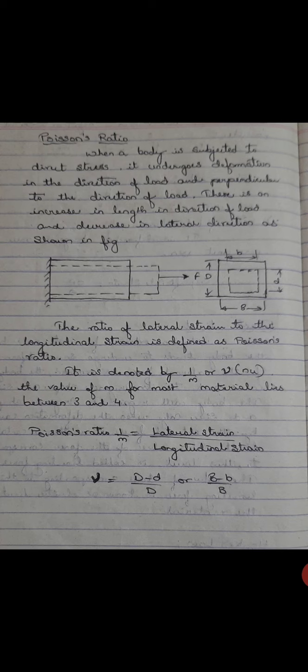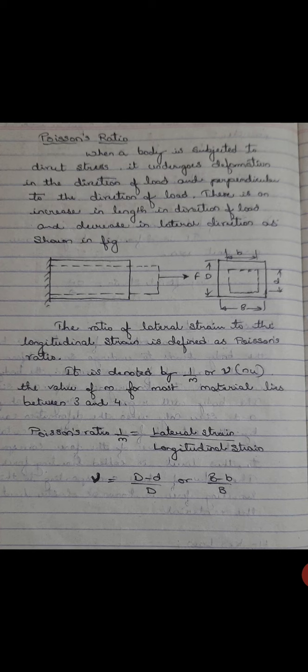Next topic is Poisson's ratio. Before going ahead to the stress strain relationship, first we'll know about Poisson's ratio. When a body is subject to direct stress, it undergoes deformation in the direction of load, as you can see in the figure, and perpendicular to the load, there is an increase in length in the direction of load and decrease in lateral dimension as shown in the figure.